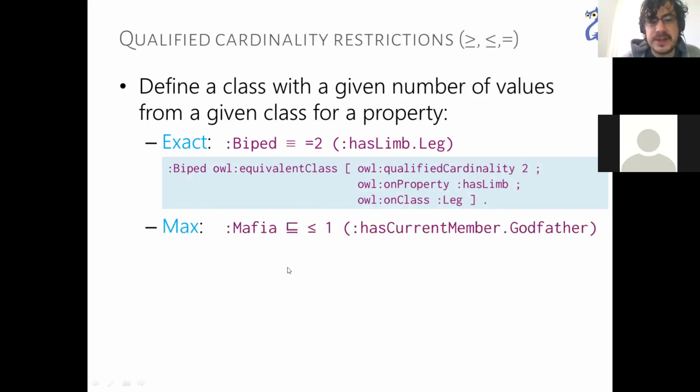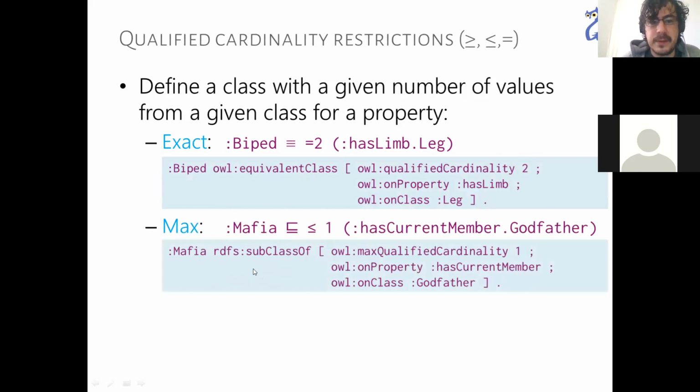We also have the max and min version of qualified cardinality restrictions. So we can say, for example, that a mafia family is a subclass of has at most one current member that is a godfather. A mafia might have lots and lots of members, but what we're saying here is that it can only have one member that's an instance of godfather. And that's defined here in this way: max qualified cardinality 1 on property has current member on class godfather. So this represents a class definition, which defines the things that have at most one current member that's an instance of godfather. And then we define mafia to be a subclass of that class.